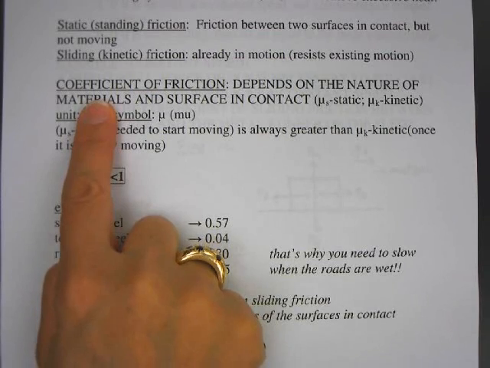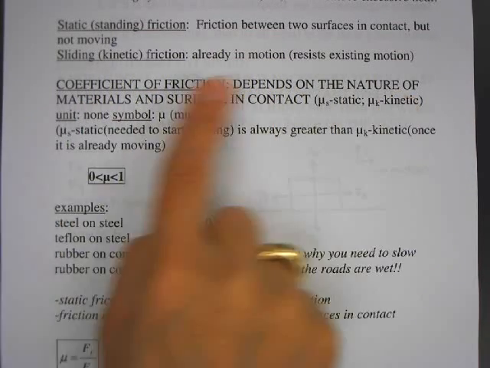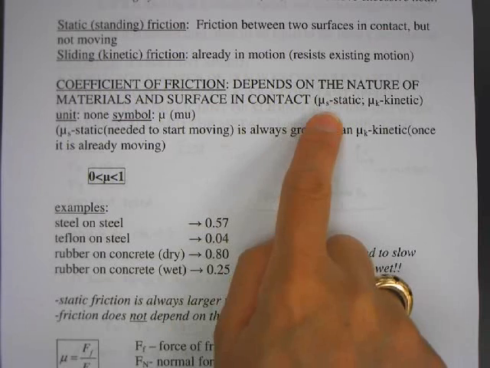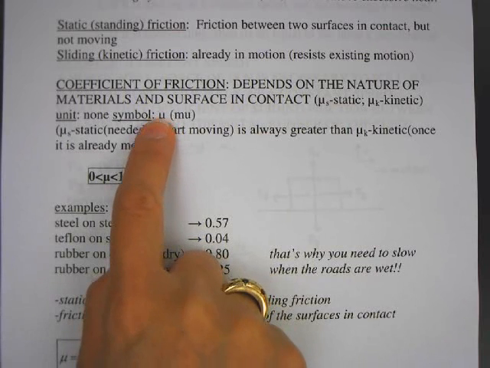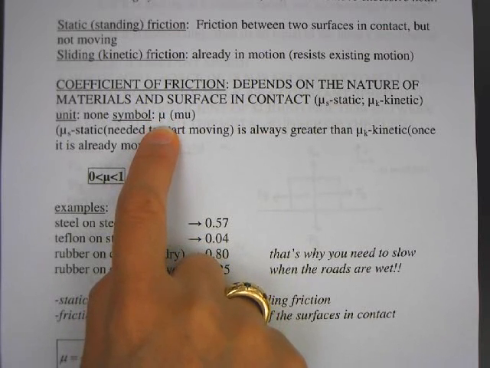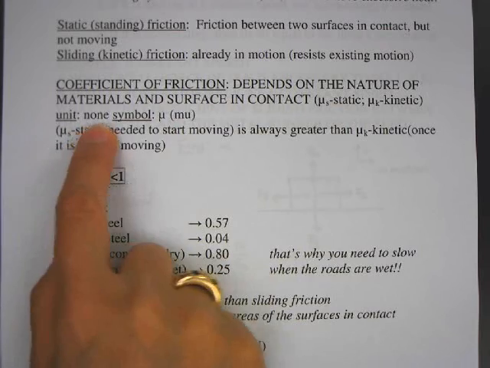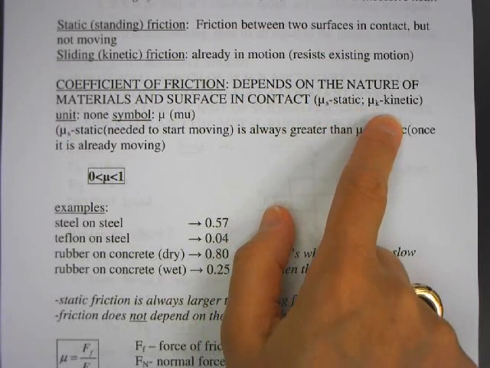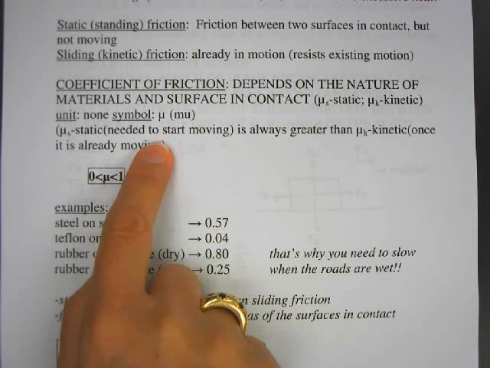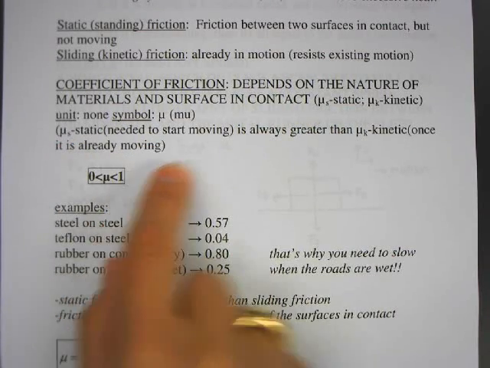The coefficient of friction depends on the nature of the materials in contact. The symbol for the coefficient of friction is a Greek symbol, and it's pronounced mu. And it has no unit. So mu sub S stands for static friction, and mu sub K stands for kinetic. This one is to get it started, and this one is once it's moving.